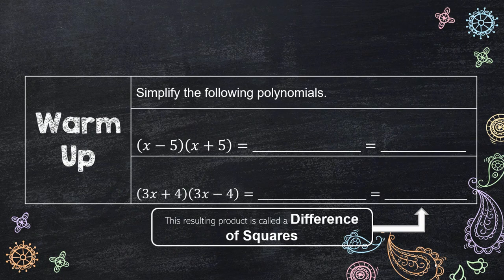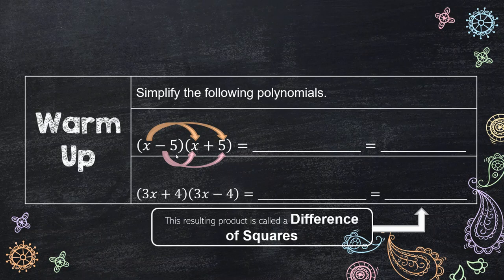All right, so before we begin factoring, we're going to do our warm-up where we do the opposite of factoring, which is distributing or multiplying. So in our first warm-up, we're multiplying x minus 5 times x plus 5. To multiply a binomial times a binomial, we distribute the first term. So we'll be distributing the x to x plus 5, and then we distribute the second term. So we'll be distributing the negative 5 to both terms.